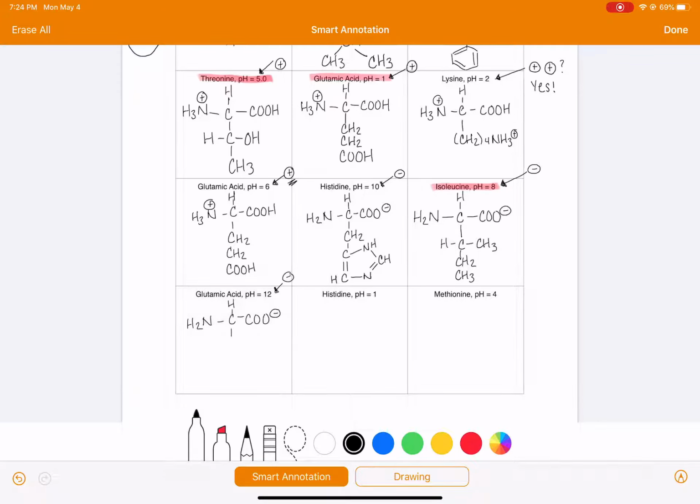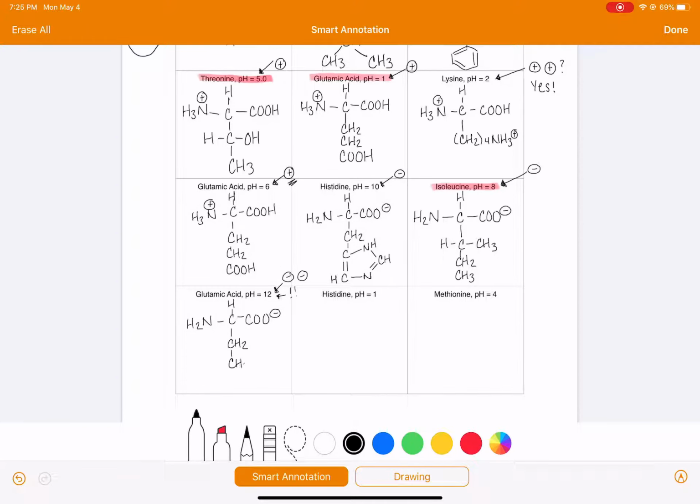And what about our R group? Let's go look for glutamic acid, also known as glutamate. Look at its R group. CH2, CH2, COO minus. Are we allowed to keep that minus charge at a pH of 12? That's very high. So yeah, we can go ahead and keep both of those charges.